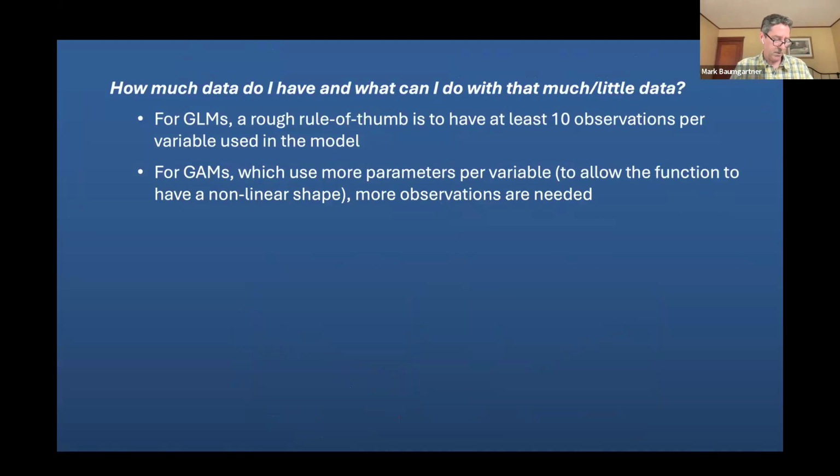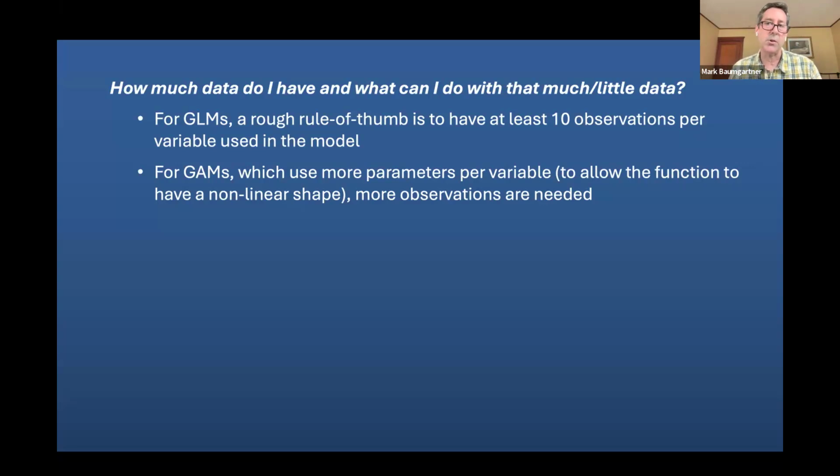So it's important to keep in mind how much data you do and don't have. There are some rules of thumb. I'm sure the statisticians on this call could give us better ones. But for generalized linear models, the ones I use the most, a very rough rule of thumb is to have at least 10 observations per variable used in the model. If you only have 50 observations, you're not going to be able to throw 30 environmental variables into your model. You're just going to overfit. It's going to be a disaster. So you need to be mindful of this.